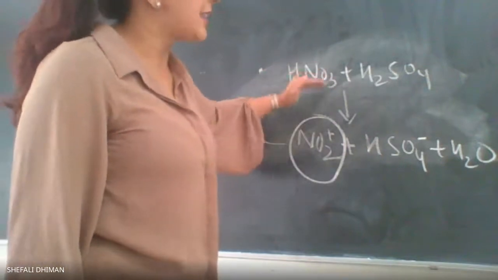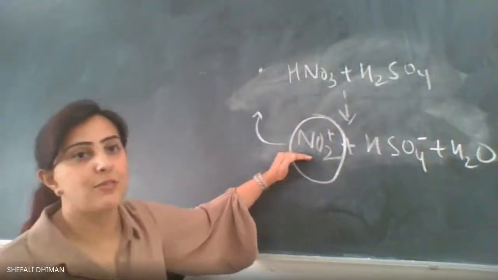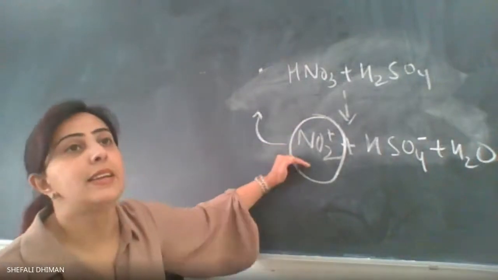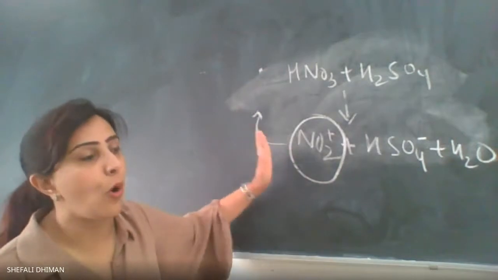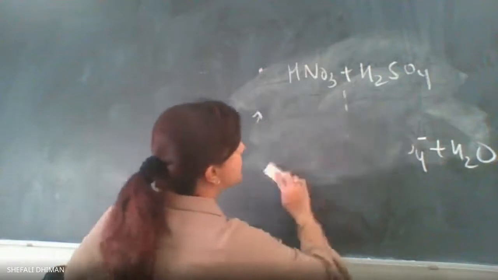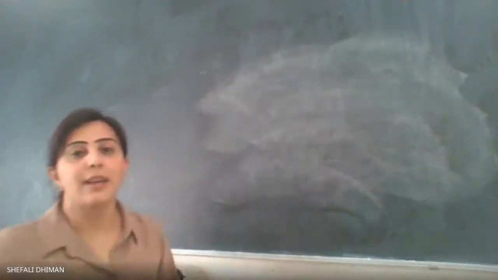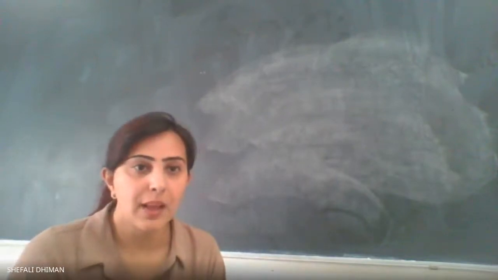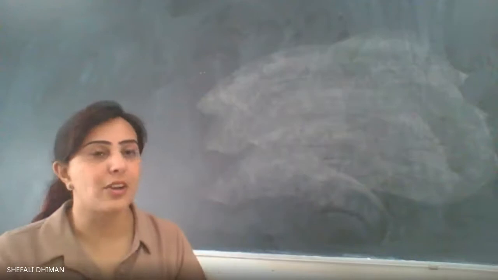If the reaction of nitric acid and sulfuric acid to generate NO2 positive is not correct, the nitration reactions will not undergo or will not continue further. So I hope this basic understanding of the generation of nitronium ion is clear to everyone. So let's move ahead with how the reaction is carried out.